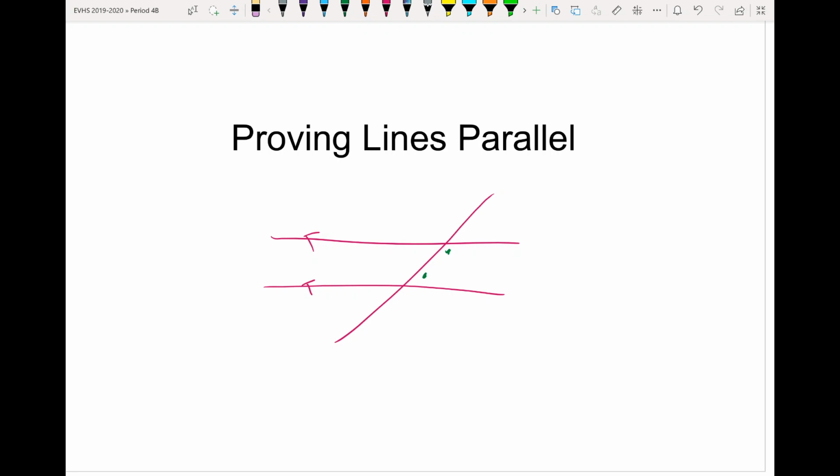We're going to start off with the idea of what if I don't know that these two lines are parallel? Is it possible for me to prove that they're parallel? In order to do that, we've got to revisit one of our friends from chapter 2.